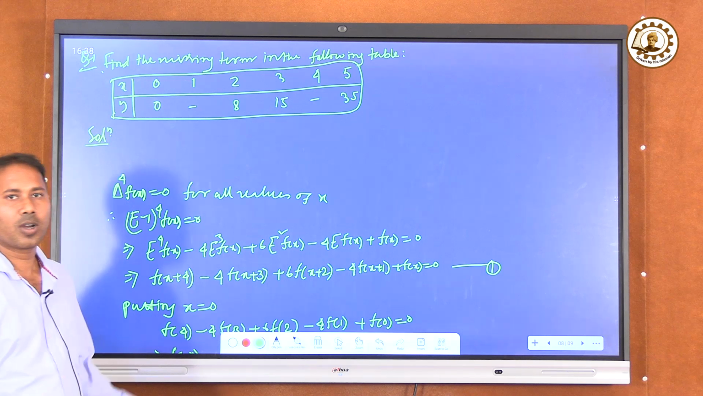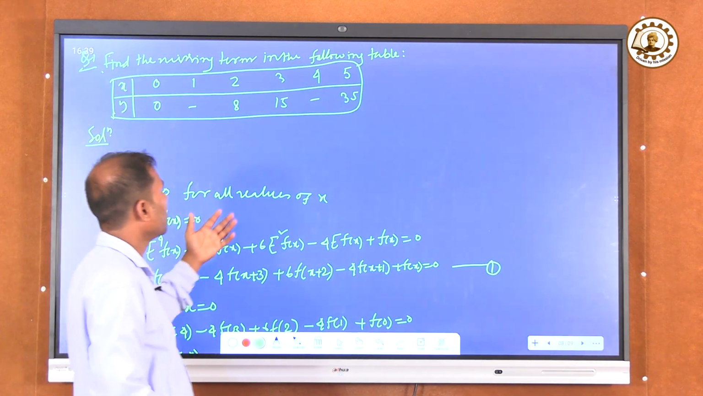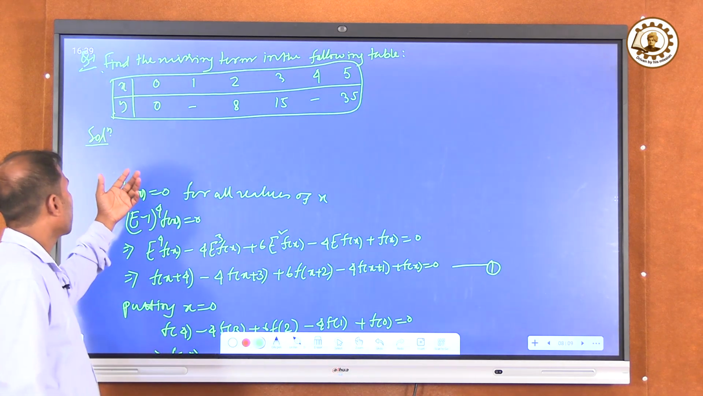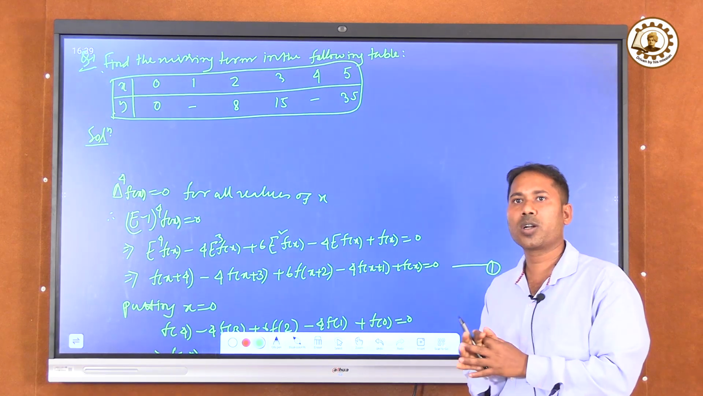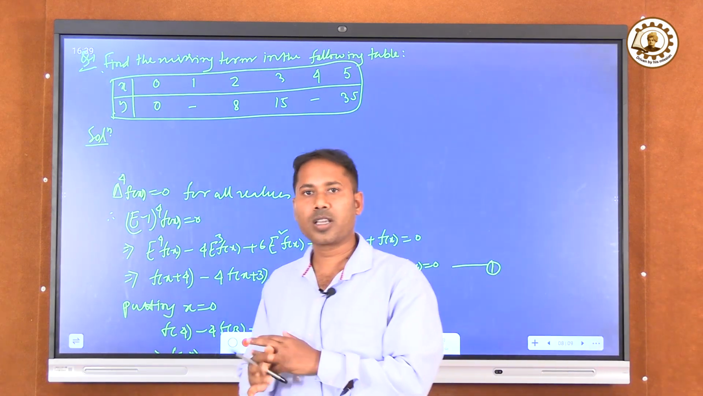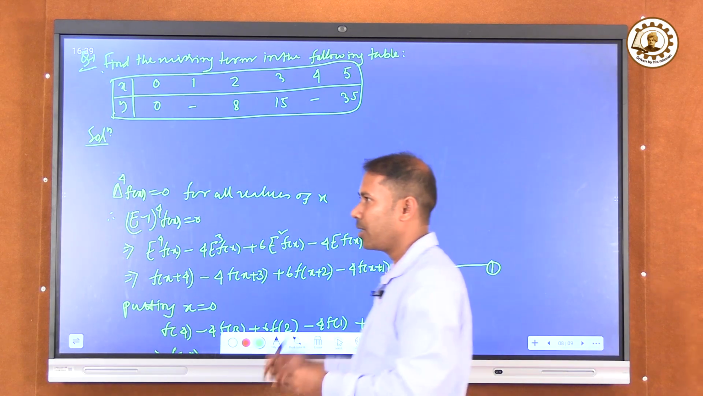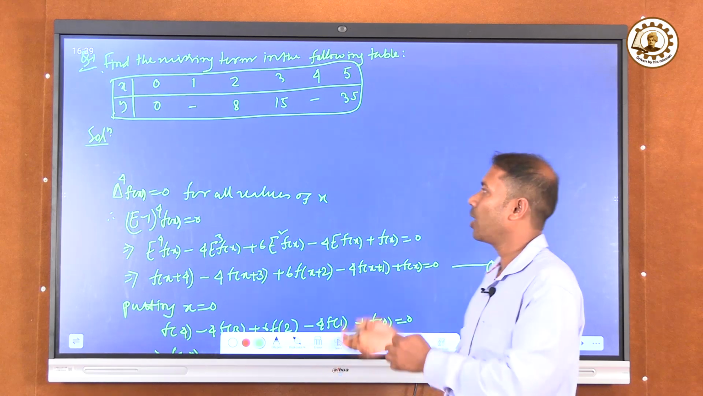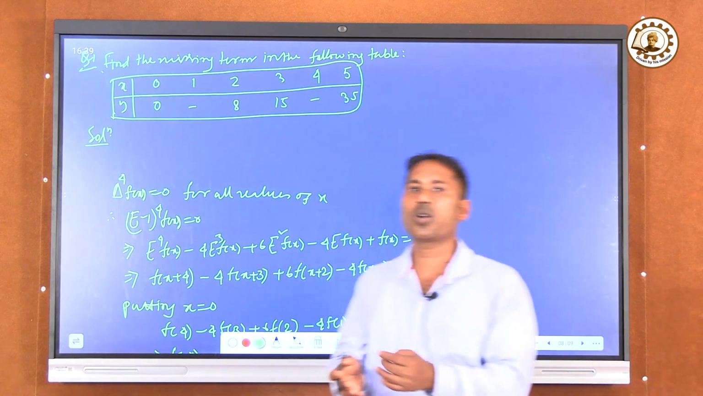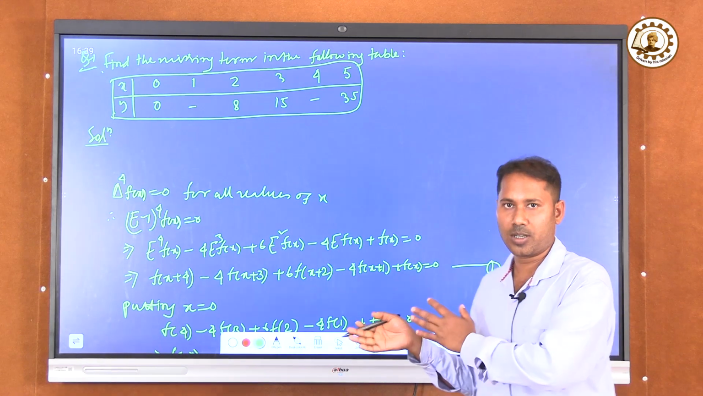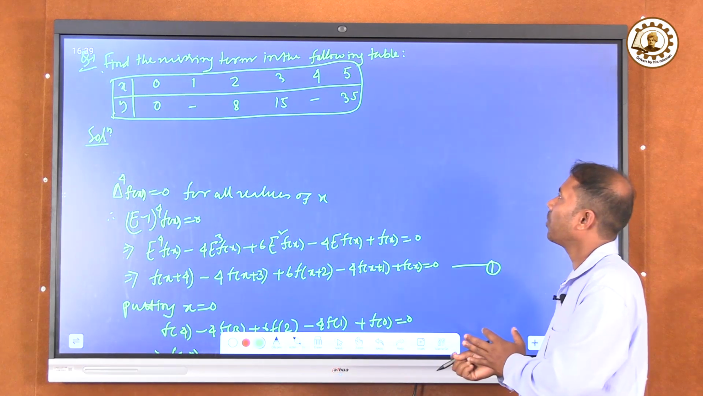Now, in this video, I am going to discuss some examples. Find the missing term in the following table. Here, this is the application of the forward difference operator, shift operator, and backward difference operator. This is very important because we are solving this type of problem, which is very much important in interpolation. So the problem is to find the missing term in the following table.